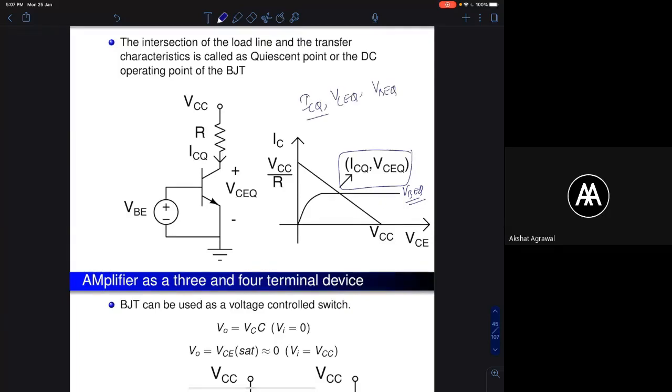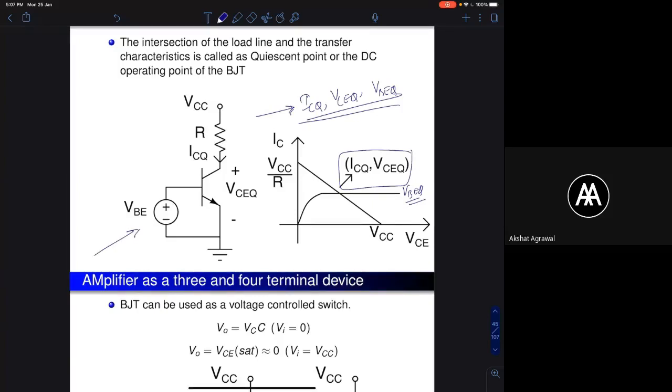In the last two lectures, we were discussing this, and in the last lecture, we solved some problems on how to find the quiescent operating point given a circuit. That's what we did in the last class. What happens in reality? This is DC biasing.